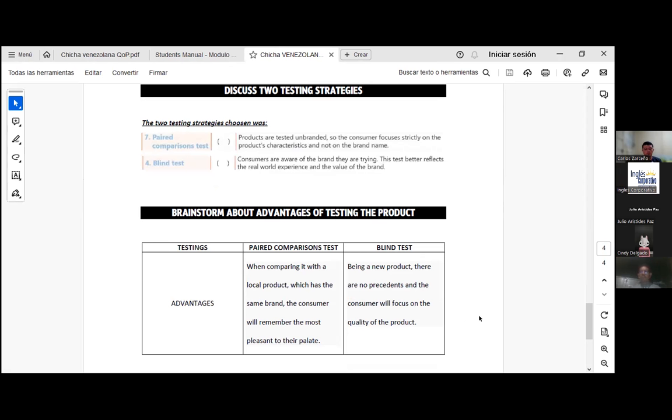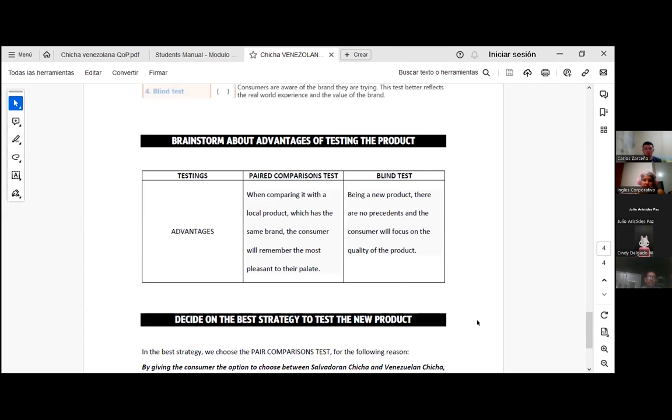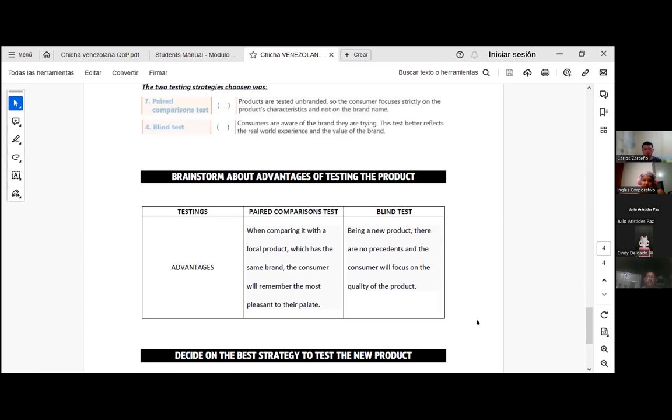The brainstorm is about the advantage of testing the product. The advantage for pair comparison tests is that when comparing it with a local product which has the same brand, the customer will remember the most pleasant to their palate. So we try to have two chichas to compare. In the blind test, being a new product, there are no precedents and the consumer will focus only on the quality of the product, only on the characteristics and not on the brand name.